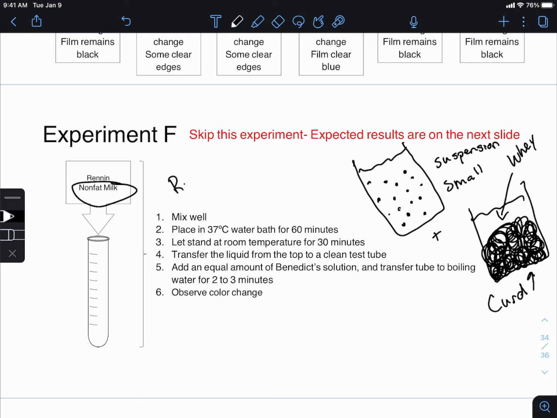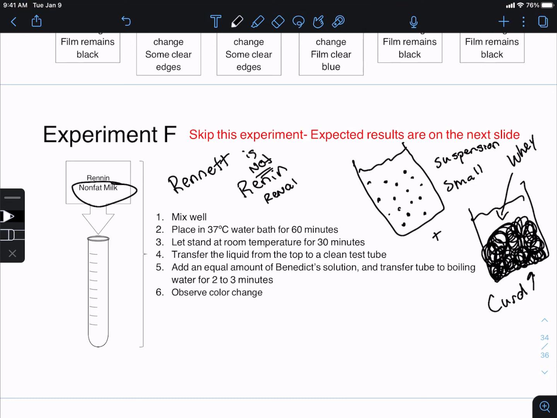Sometimes renin is also called rennet. Can't remember if it's two T's or one. Regardless, it's the same molecule, the same enzyme. Don't confuse renin with two N's with renin in the renal system. It's not the same thing. And we'll talk about renin when we get to the urinary system.